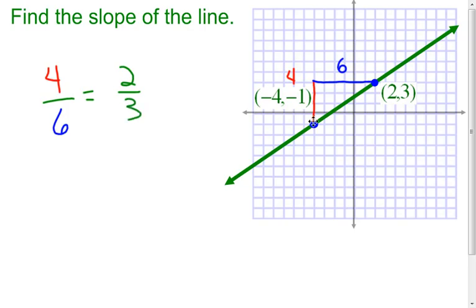Now had this line gone up and to the left, well, now my 6 would have been negative, so I'd have 4 over a negative 6. It would have left me with a slope of negative 2/3. So just be careful when you take that approach.